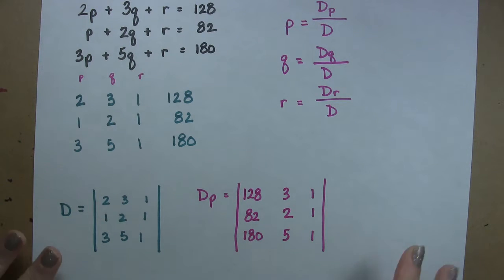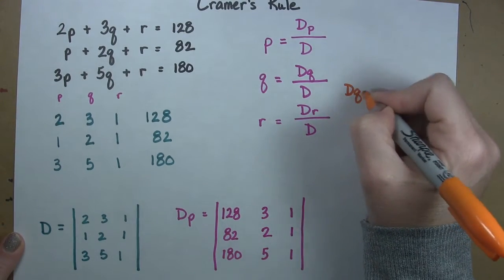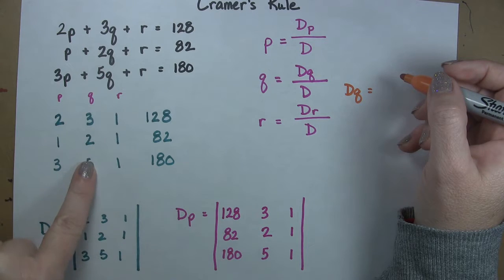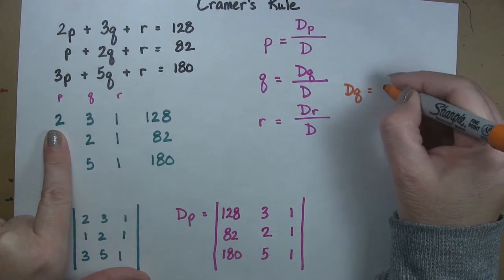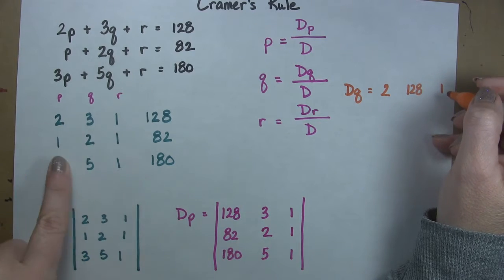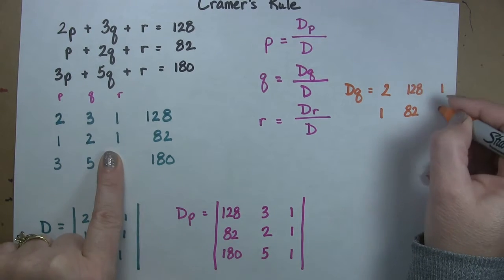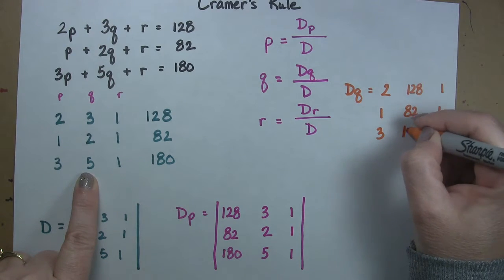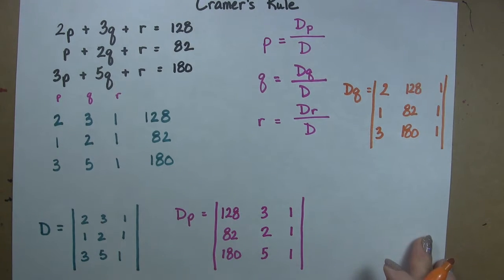All right, so now, see if you can follow along at home. We're going to calculate the determinant of Q. D sub Q equals, so here's our Q column, right? So instead of these Q numbers, we're going to put in these numbers over here. So we still have a 2, but then we have a 128, and then we have a 1. Here we have a 1. Instead of the 2, we put in an 82, and then we have a 1. And for this one, we have a 3, and then we have a 180, and then we have a 1. Ta-da! And then we put those big lines around it.